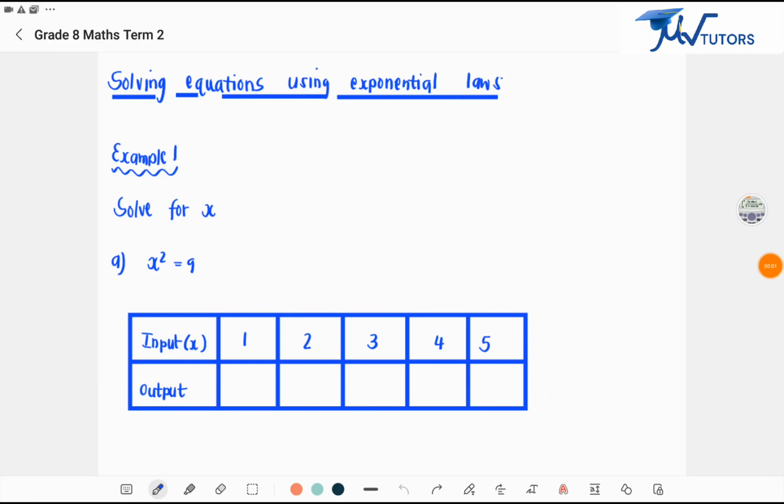Hello, grade 8. Welcome back, and let us continue then with part 2 of this lesson, solving equations using exponential laws.